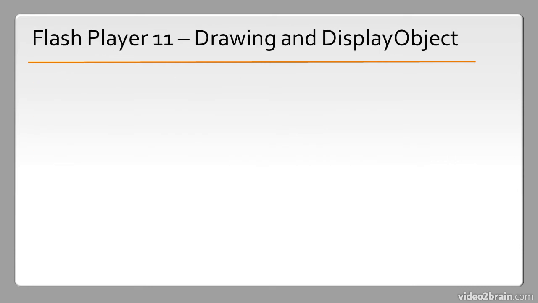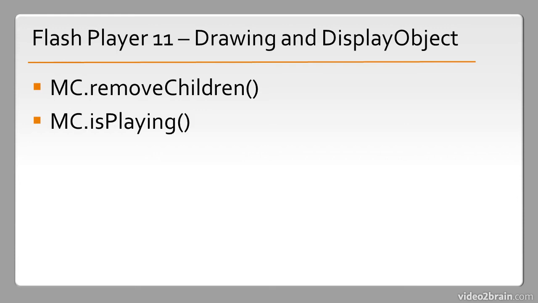Flash Player 11 also includes a number of drawing and display object enhancements. Among these are DisplayObjectContainer.removeChildren, which removes all of the children from a display object. For certain display objects like movie clips, we can now see whether the timeline of that movie clip is playing or not by invoking isPlaying, and we get back a Boolean for that and can react to it. We also have the ability to draw cubic Bezier curves using the Drawing API.